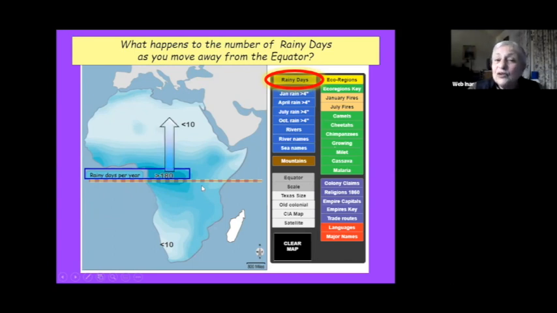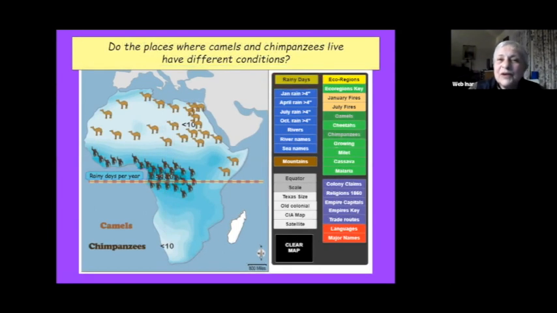What happens as you move away from the equator, and this is why Africa is such an interesting continent. As you move north away from the equator, the rainy days decrease. As you move south away from the equator, the rainy days decrease. Very important for our story.